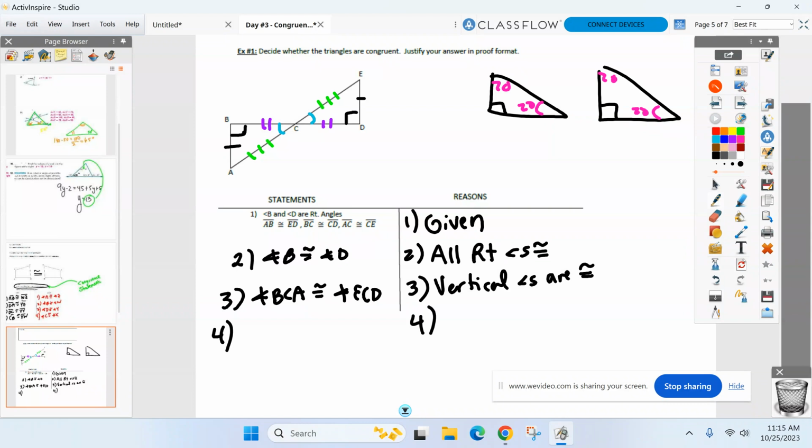Good? And I have a name for that. So I'm going to say angle A is congruent to angle E. And this is down in your text box.